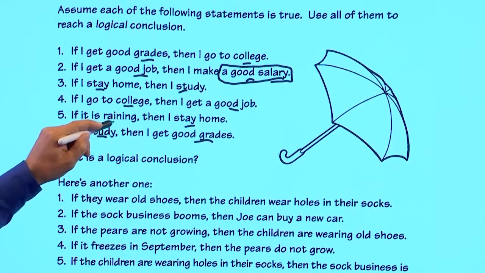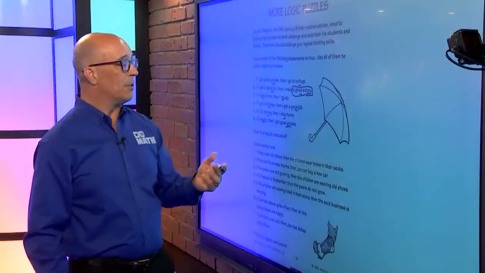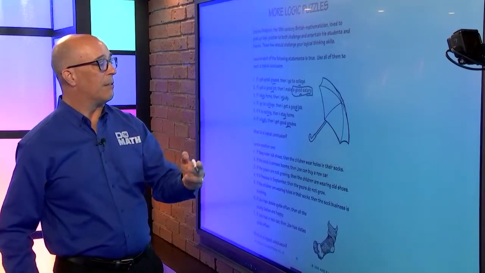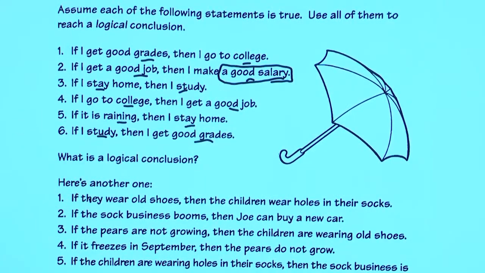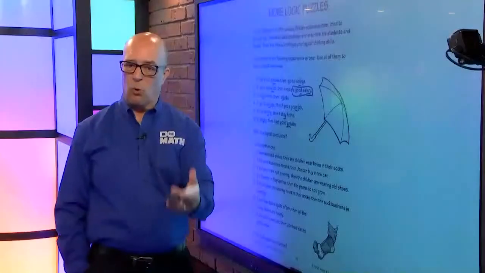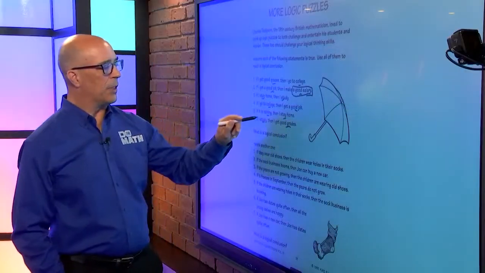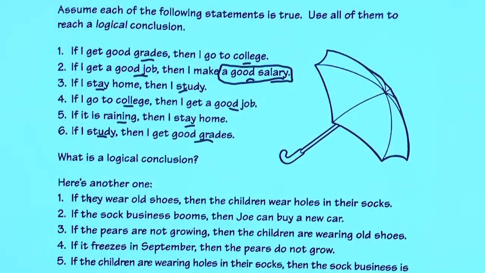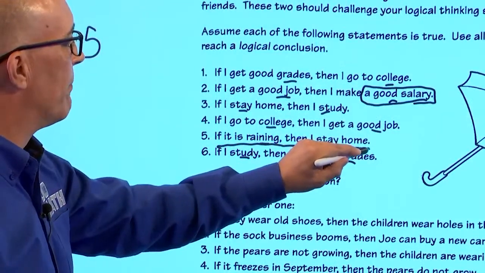If it's raining, and there's no other rating. So now what I'm going to do is look: good salary is at the end, and raining is at the beginning. So if I want to go in order, you obviously want to start with something at the beginning that is by itself. So I'm going to go, if it is raining, so I'm going to start with the number 5. If it is raining, then I stay home.